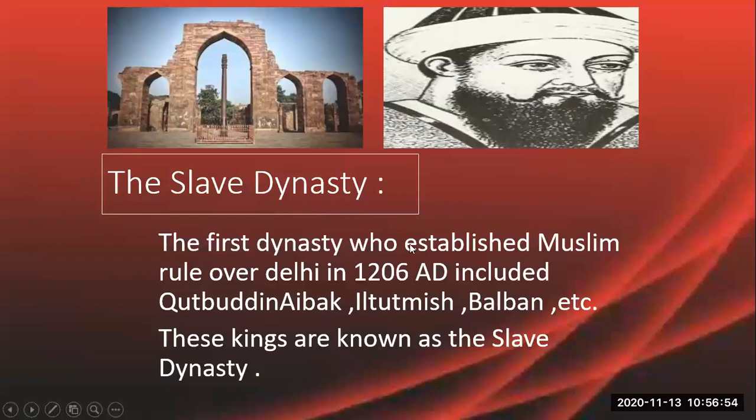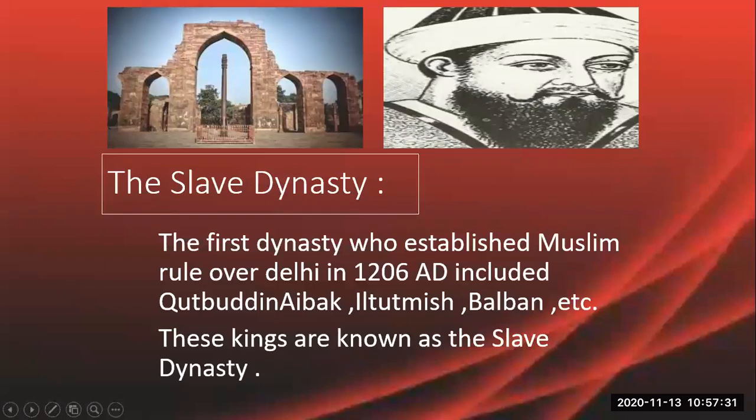The first dynasty who established Muslim rule over Delhi in 1206 AD included Qutbuddin Aibak and Iltutmish. Iltutmish is the name of a person who is also known as Altamish. Normally we call him Altamish, but in literature his name is Iltutmish. So Qutbuddin Aibak, Iltutmish, Balban, etc. are included in the slave dynasty. These kings are known as the slave dynasty.